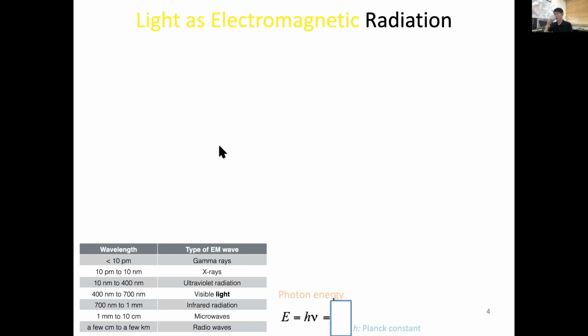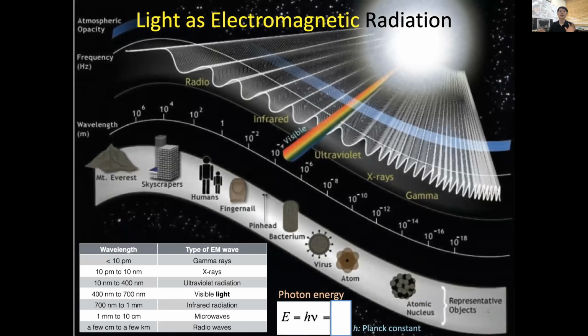So let's think about light. Light is a fascinating topic, and we still do not understand the full detail of it. So far, what we understand is that light is an electromagnetic radiation. When we say light, we are likely to only mean the visible range over here.